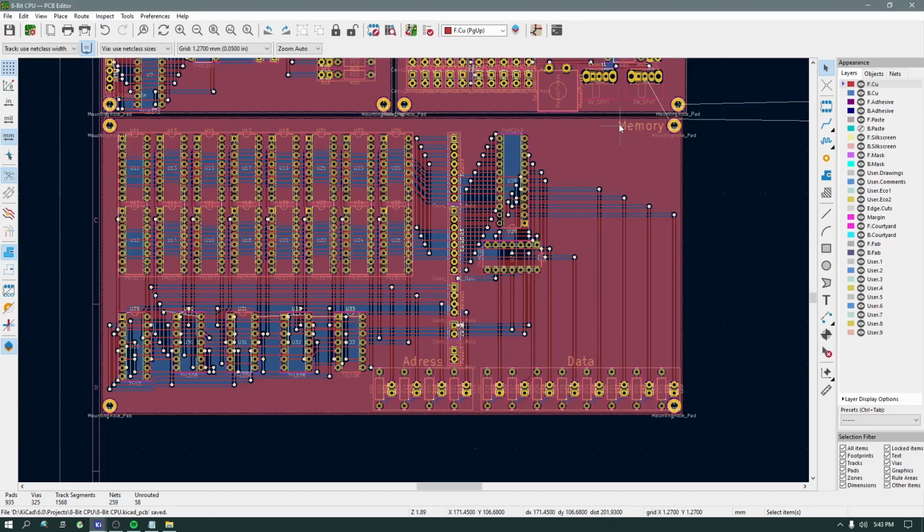The LEDs display the address and the data from the memory. There is also data in, data out, and power lines.